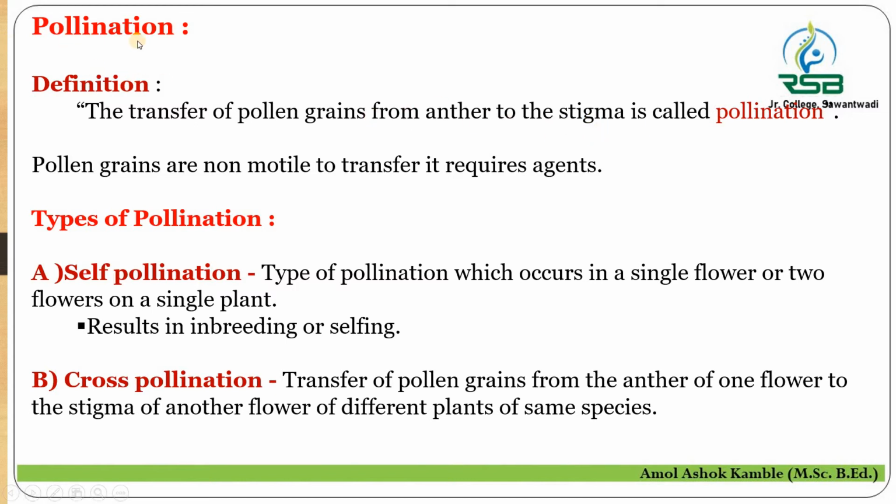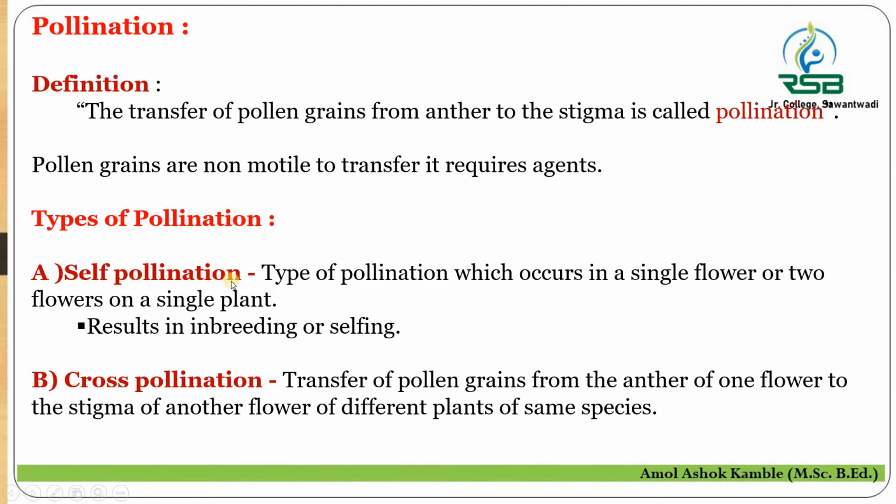Therefore, pollination is the mechanism where the transfer of pollen grains from anther to the stigma takes place, and this mechanism requires various agencies, either living or non-living, that we are going to discuss in the next part. Before that, let us come to the types of pollination. Pollination broadly has two types, that is self pollination and the second one, cross pollination.